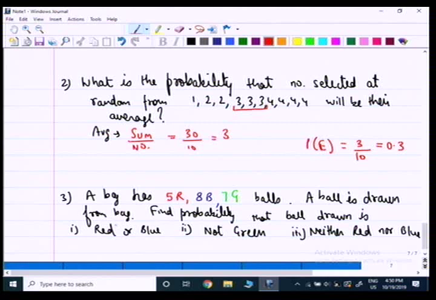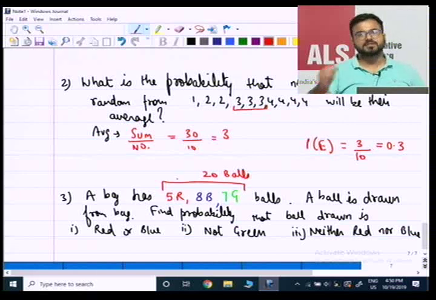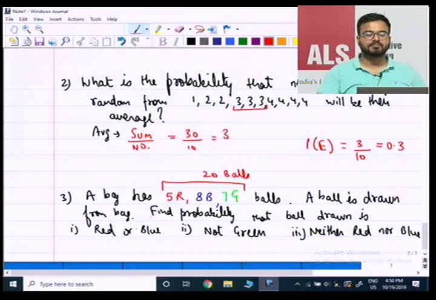That's right. There are 5 red, 8 blue, 7 green balls. Total are 20 balls. We have to find the probability that the ball drawn is either red or blue. Red or blue means a total of 13 balls out of 20. Not green means again it is the first case, red or blue. So again it is 13 by 20. Neither red nor blue means it is pointing towards green.